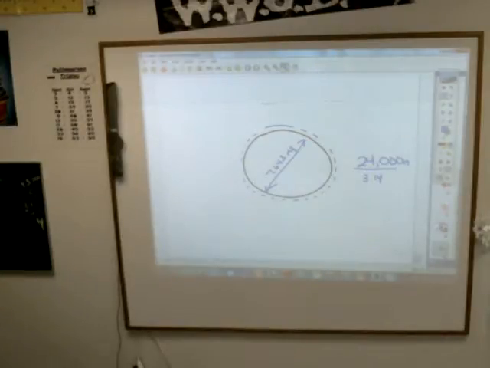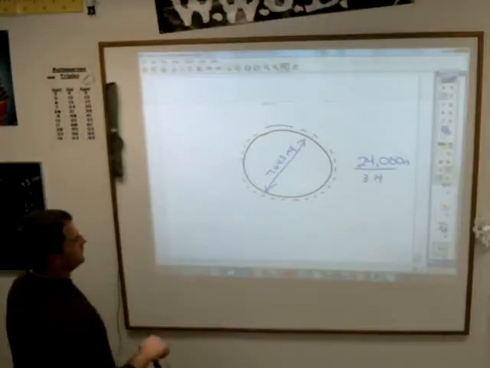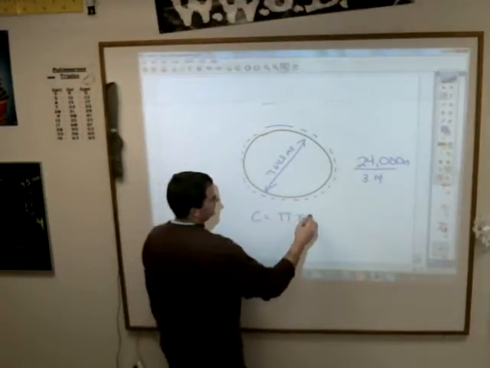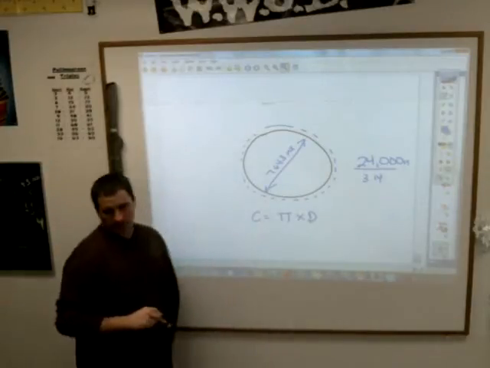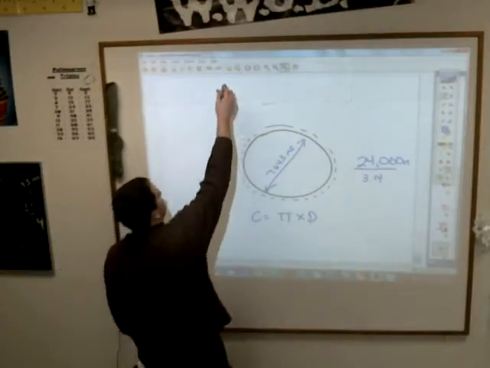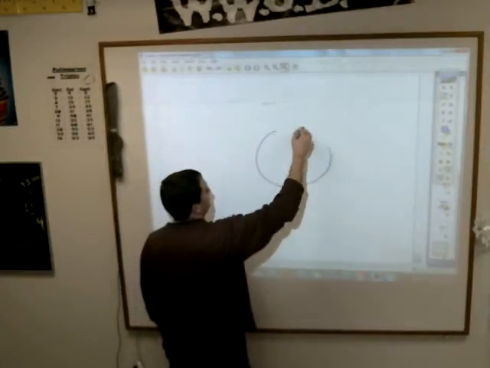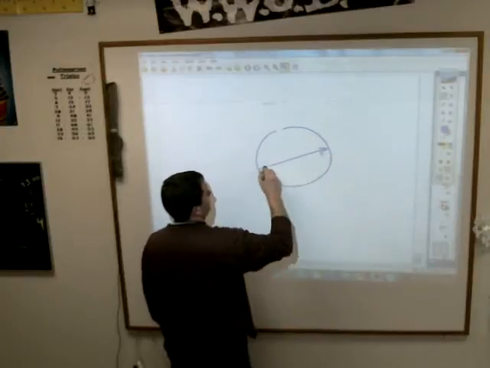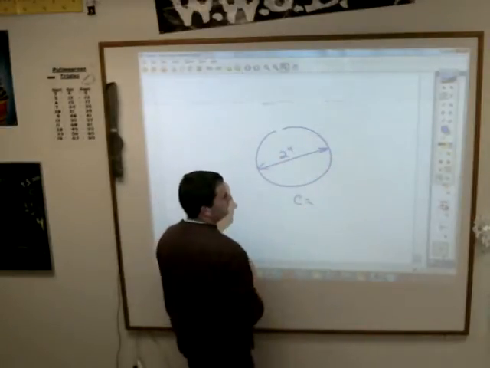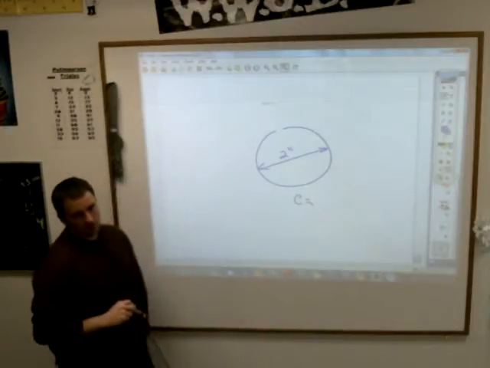But the most important thing for you to understand is that circumference equals pi times diameter, because they're going to ask you a lot of questions about that. For example, here's a circle. They tell us its diameter is 2 inches. What is its circumference? How far around that circle is?